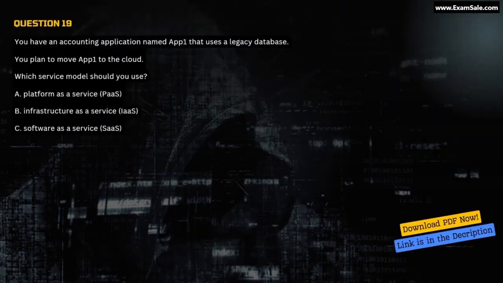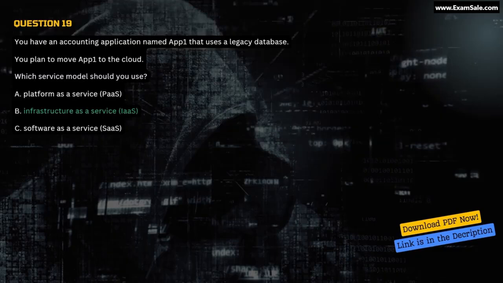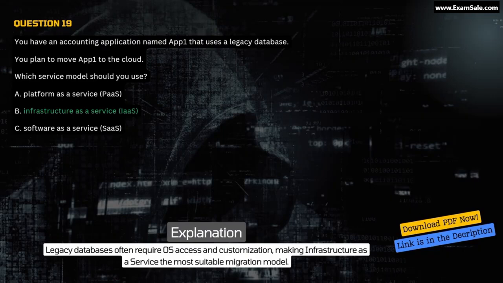Question 19. You have an accounting application named App1 that uses a legacy database. You plan to move App1 to the cloud. Which service model should you use? A. Platform as a Service PaaS. B. Infrastructure as a Service IaaS. C. Software as a Service SaaS. Correct answer B. Infrastructure as a Service IaaS. Explanation. Legacy databases often require OS access and customization, making infrastructure as a service the most suitable migration model.